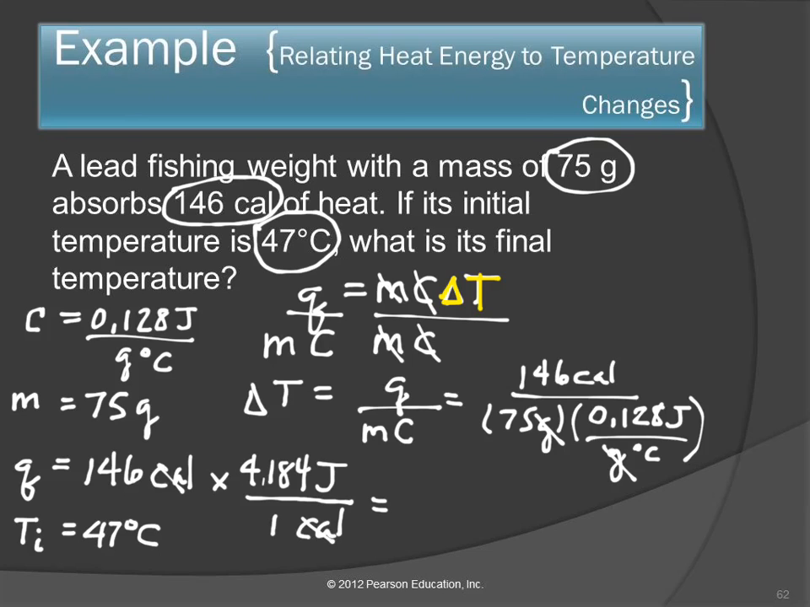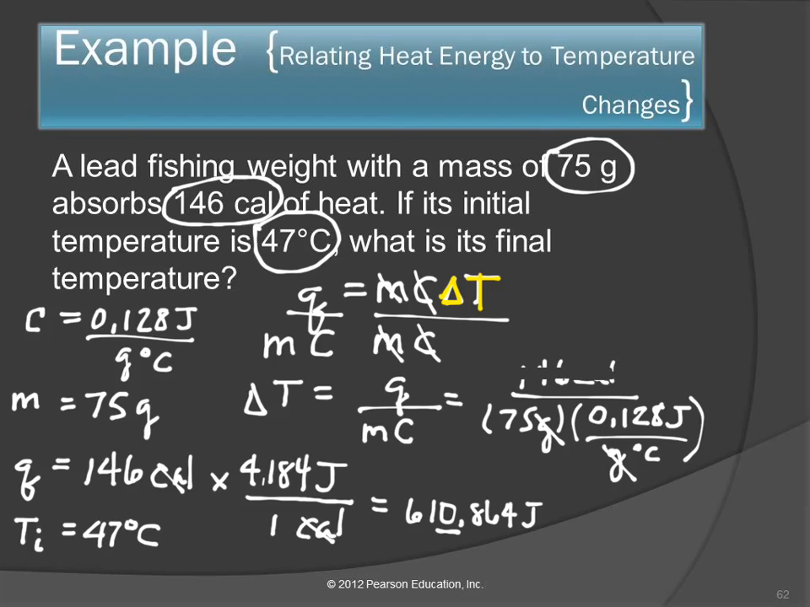So 146 times 4.184 equals 610.864 joules. That number, 146 calories, had 3 significant figures. This also will have 3 significant figures. But we don't want to round it off. We want to just use it like this in our calculation. So we're going to take this guy right here, and put it in instead of that same quantity in calories.